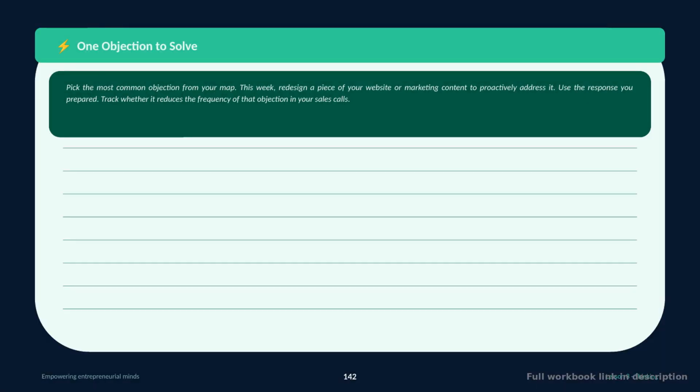For action, pick the most common objection from your map. This week, redesign a piece of your website or marketing content to proactively address it. Track whether it reduces the frequency of that objection. This is your homework. Next time, we build a continuous discovery habit to keep your problem map current.